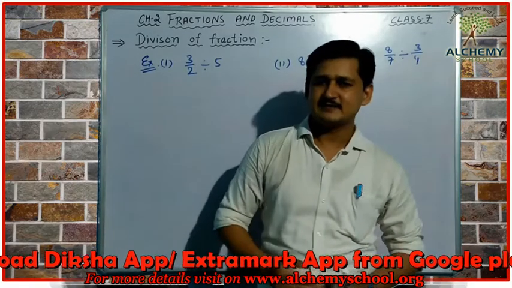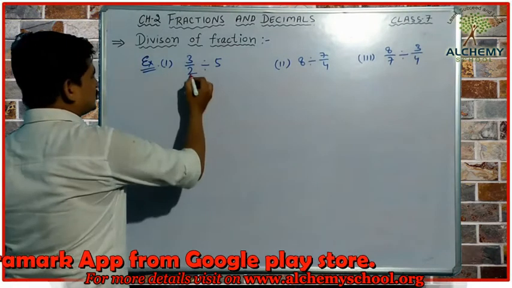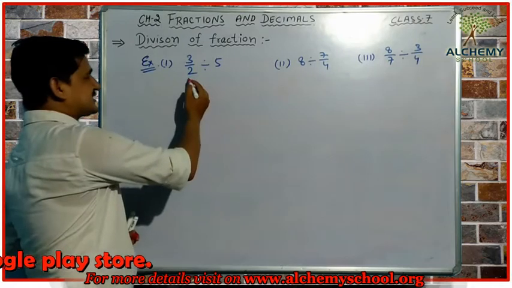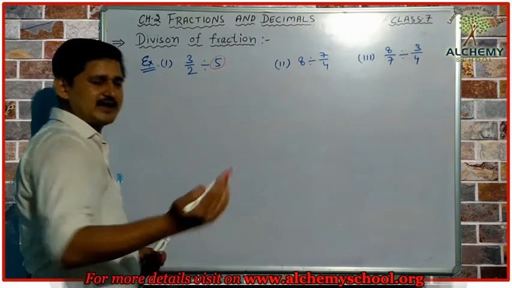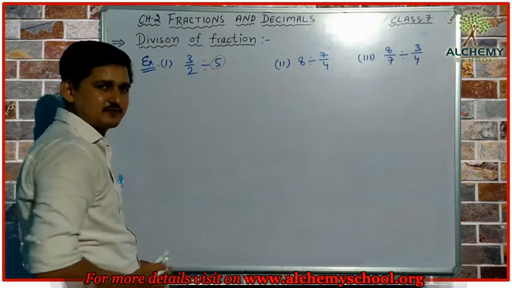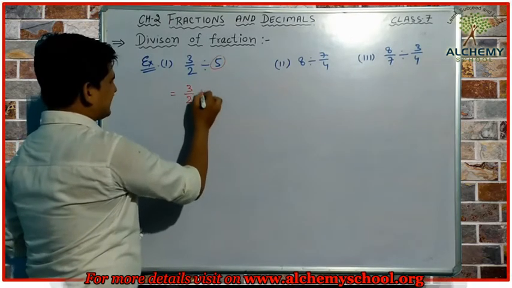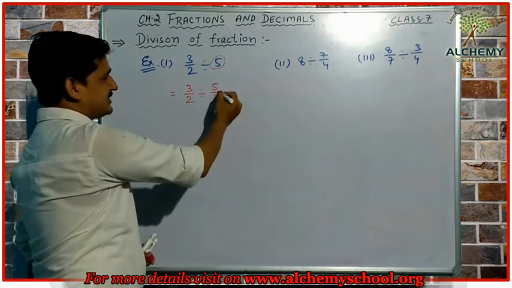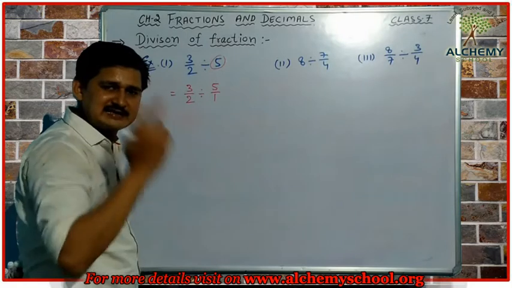So let's see the first example that I have taken here: 3 upon 2 is divided by 5. Here we can see this fraction is divided by a whole number, that is 5. So let's see how we can divide 3 by 2 by 5. We can write it as 3 upon 2 is divided by 5 upon 1. A whole number can be written in the form of a fraction.